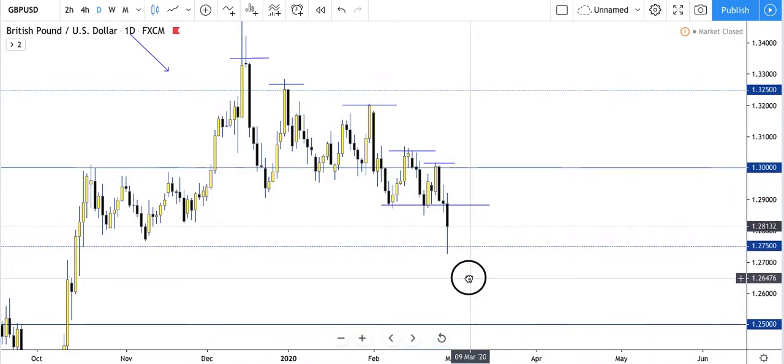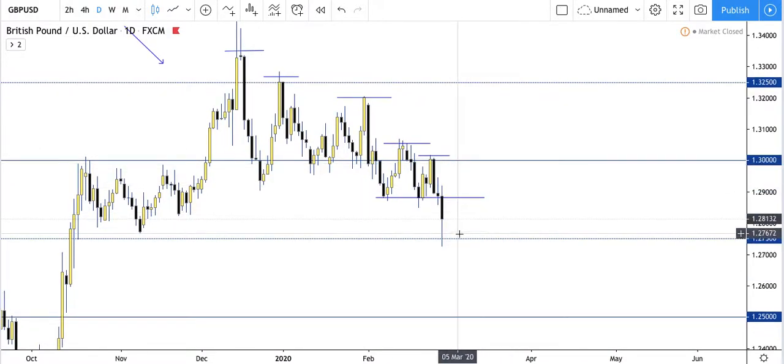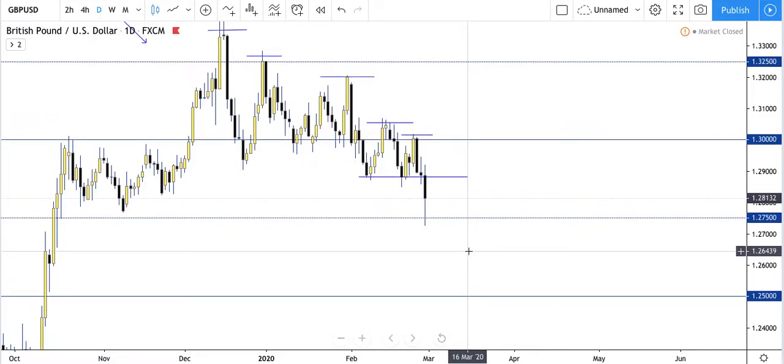We spiked 1.275, and it seems as though price will come up for a retracement, creating another lower high before ultimately continuing to push to the downside. Now, because we have a bearish bias, we're only going to be looking for a sell position on this.